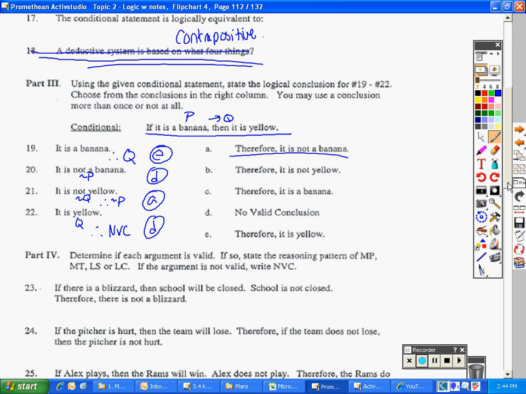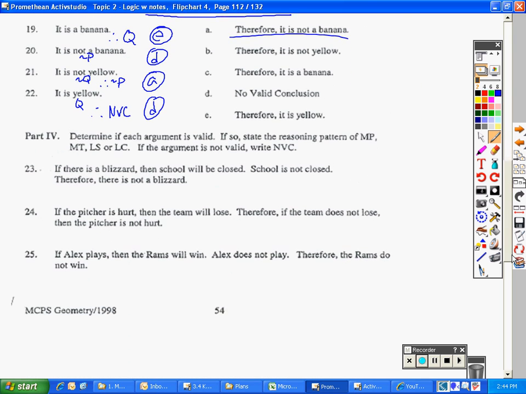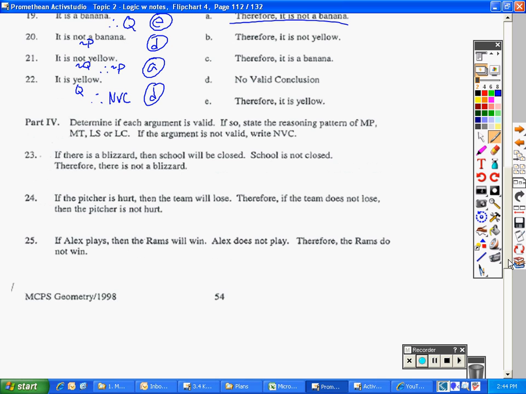All right, let's look down. Here they want us to determine if the argument is valid and what's the reasoning. As you see, we see modus ponens, modus tollens, and law of syllogism, law of contrapositive. You are not going to be tested on those, so we are just going to ignore those right now. If the argument is not valid, just write no valid conclusion. So it's up to you if you like it in words or if you like it in symbols. You'll see I'm going to translate it into symbols as well.